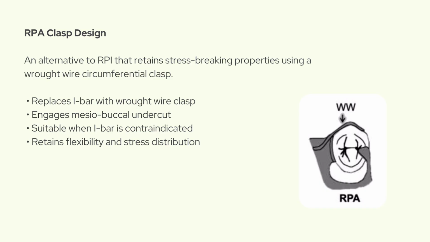That's where the RPA clasp comes in. It's almost identical to the RPI, but instead of using an I-bar, you've got a wrought wire circumferential clasp, usually engaging the mesiobuccal undercut. And that's ideal when the I-bar isn't an option, but you still want that stress breaking design using a flexible wrought wire retentive arm.